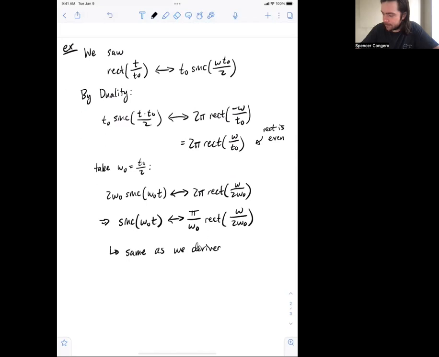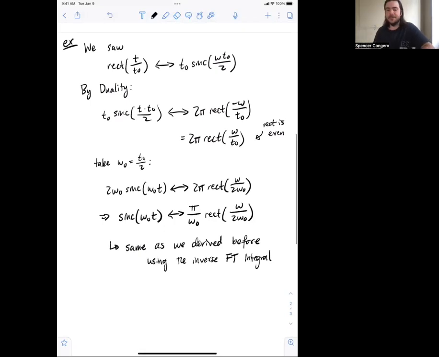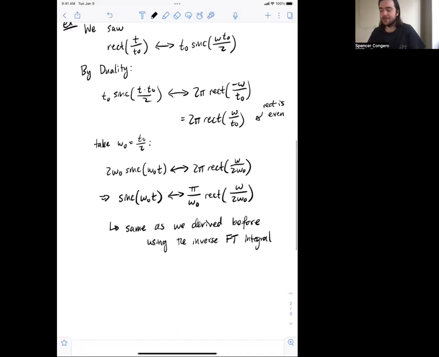derived before. But there we had to use the inverse Fourier transform integral. Okay, so this is a much easier derivation just using duality. And we get the exact same property we got before using an integral. So duality can be pretty cool.